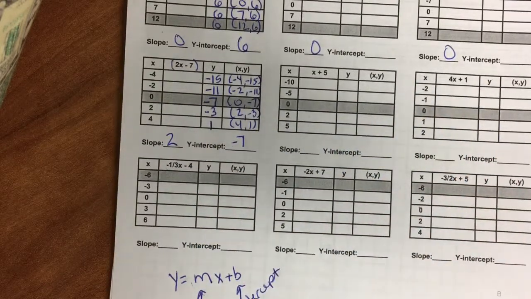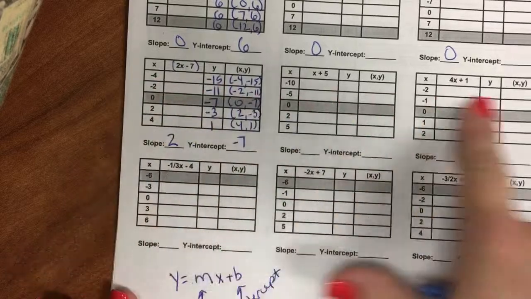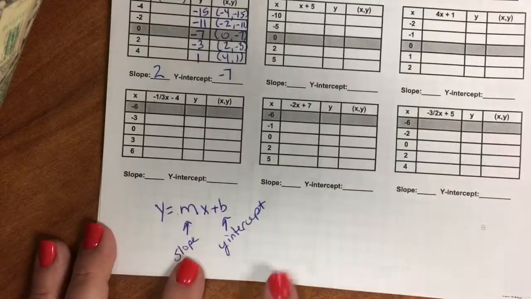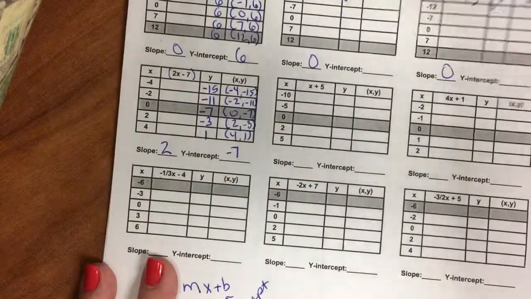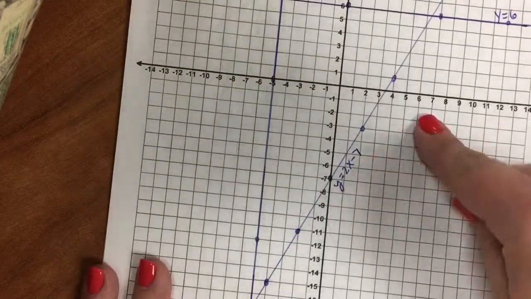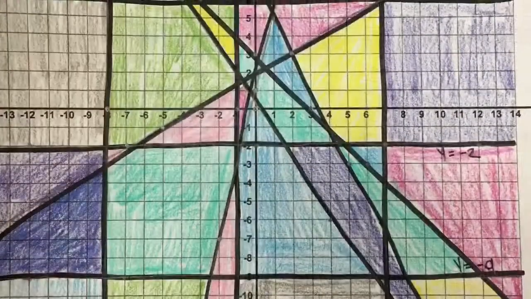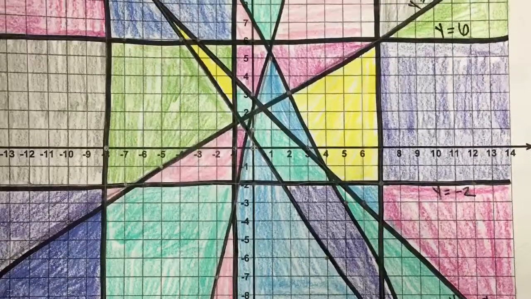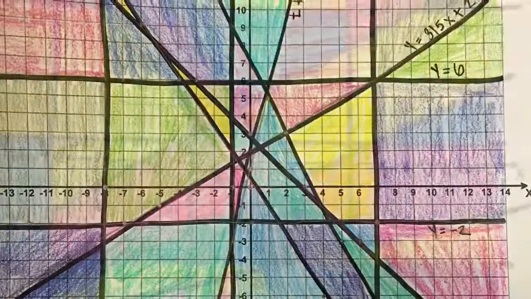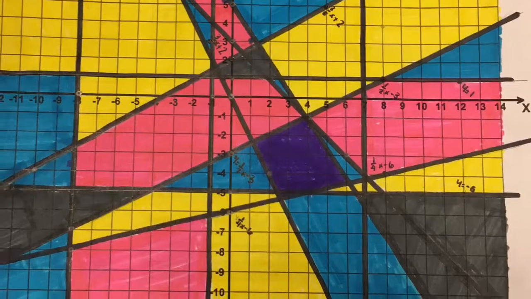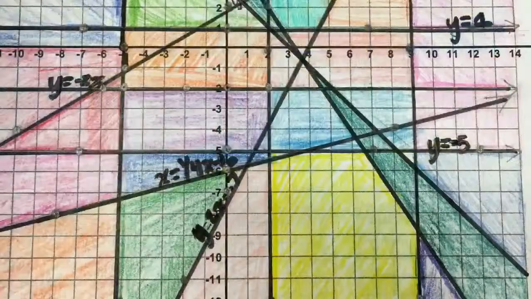Okay, so for these last 6, these 3 are positive slope, these 3 are negative slope. Okay, and then you're just going to fill this in. Just fill in your table, plot your points, draw your line, label your line, and then color it in. Your final steps are to color in your project, trace over your lines with black, make sure everything is labeled, make sure that your beautiful creation is neatly and nicely done.